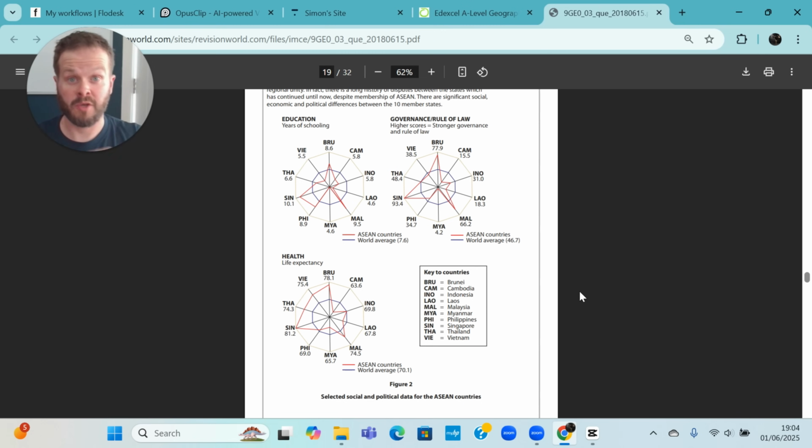So what this is telling me, if I'm going to summarise what the data is telling me, is that there are variations within the ASEAN trade bloc. That's it. That's the summary point. There's variations in education, in governance and rule of law, and life expectancy across the ASEAN region.